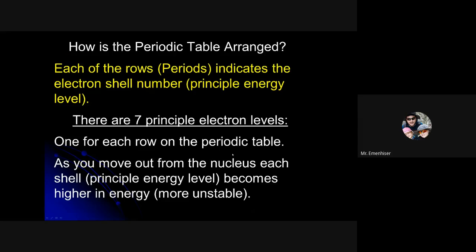How is the periodic table arranged? Each of the rows or the periods indicates the electron shell number or the energy level. There are 7 principal energy levels, one for each row on the periodic table. So as you go down the periodic table from top to bottom, each row from left to right is a principal energy level. As you move out from the nucleus, each shell becomes higher in energy or more unstable.